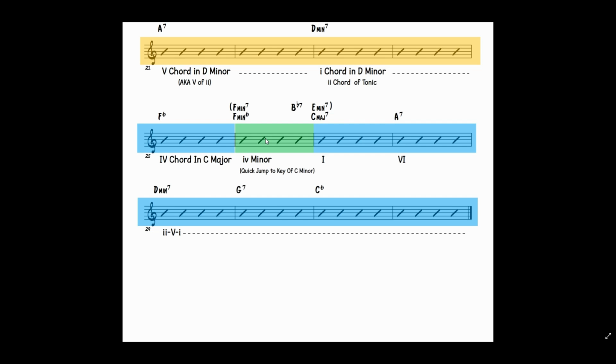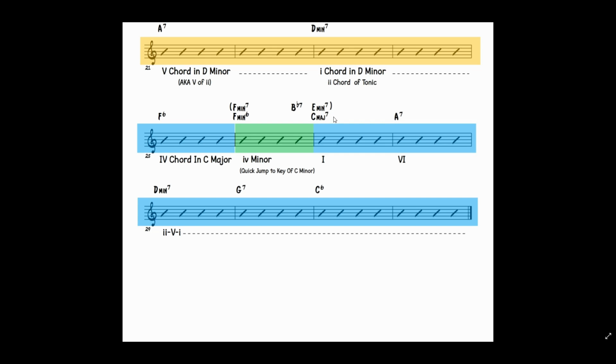And if you think about this, this is kind of like a quick jump into the key of C minor, right? What's the 4 chord of C minor? Well, it's an F minor rather than an F major. So you can think of it that way. It's easiest just to think this is a 4 minor chord. So 4 major, 4 minor. You can see in the parentheses above, I have an F minor 7 here to a B flat 7. So you can think of this as a 2-5.